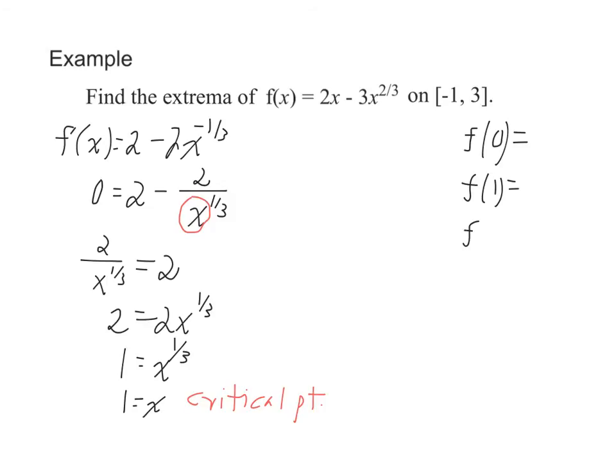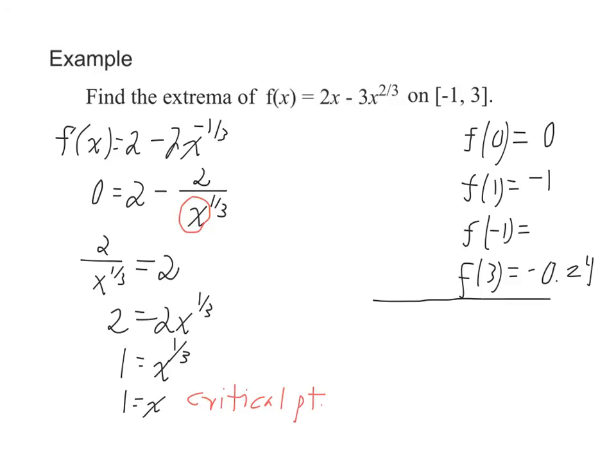Now, we can't forget to check the other ones. The endpoints could potentially be higher or lower. f of 0 is not too bad to find. All the x's are 0, so that's just 0. 1 isn't bad either. When you plug in 1, 1 to any power is 1. So that's 2 minus 3, or -1. Let me jump down to f of 3. f of 3 requires a calculator. You can't do it by hand. So I went ahead and did that, and that's -0.24.